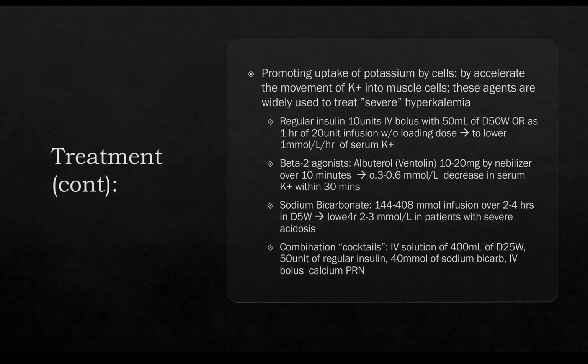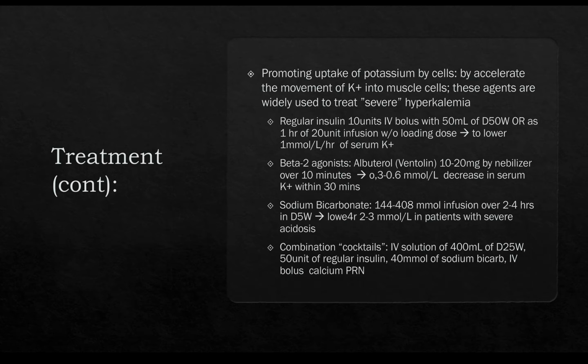We can also promote the uptake of potassium by cells by accelerating the movement of potassium into muscle cells. These agents below are widely used to treat severe hyperkalemia in most hospital settings. Regular insulin is usually given at 10 units IV bolus with 50 ml of D50 water, or as an infusion of 20 units over 1 hour without the loading dose. This would lower serum potassium by 1 millimole per liter per hour.